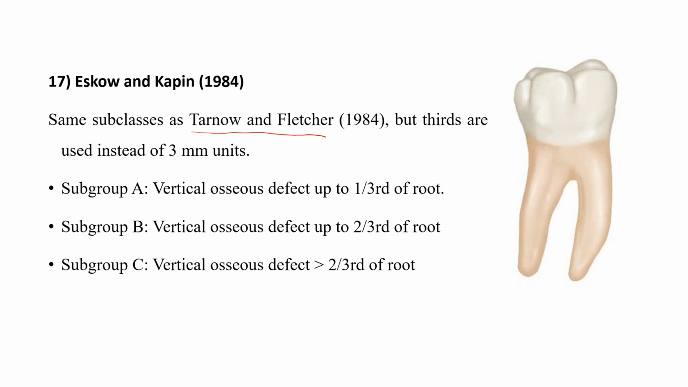Like subgroup A, vertical osseous defect up to 1/3 of the root. That means up to this much. Subgroup B, when the vertical osseous defect is up to the 2/3 of the root, that is this much. And if it is more than 2/3 of the root, then it is considered in subgroup C.